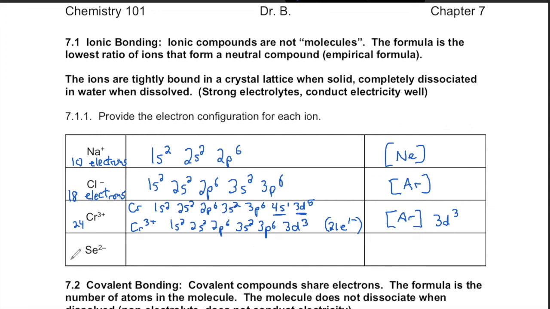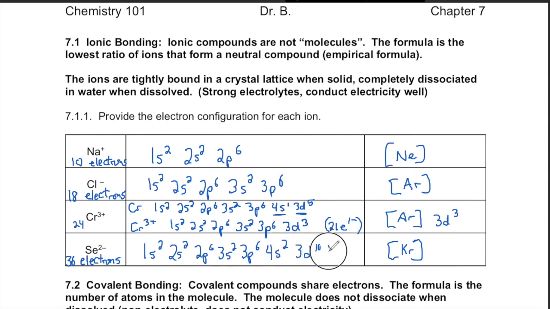So for selenium, there are 36 electrons in the selenium ion. Selenium has 34. And that gives it the same electron configuration as krypton, which is 1s2, 2s2, 2p6, 3s2, 3p6, 4s2, 3d10, and 4p6.